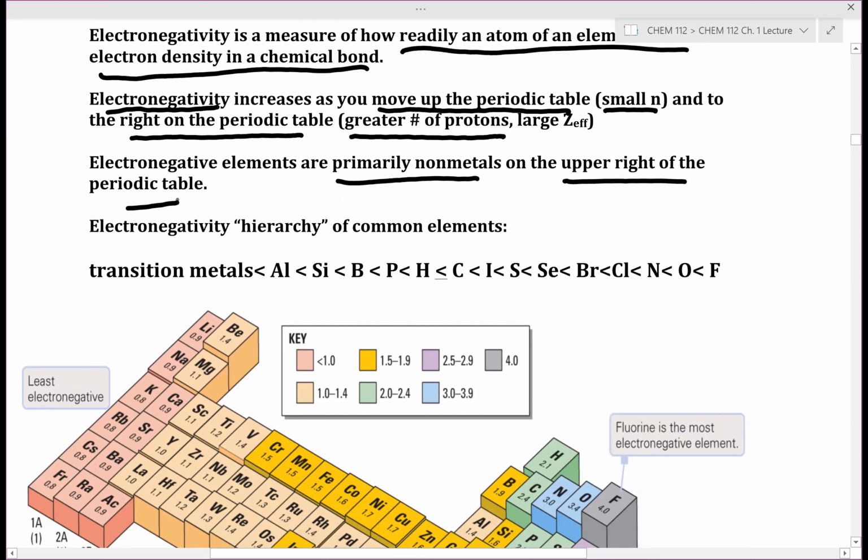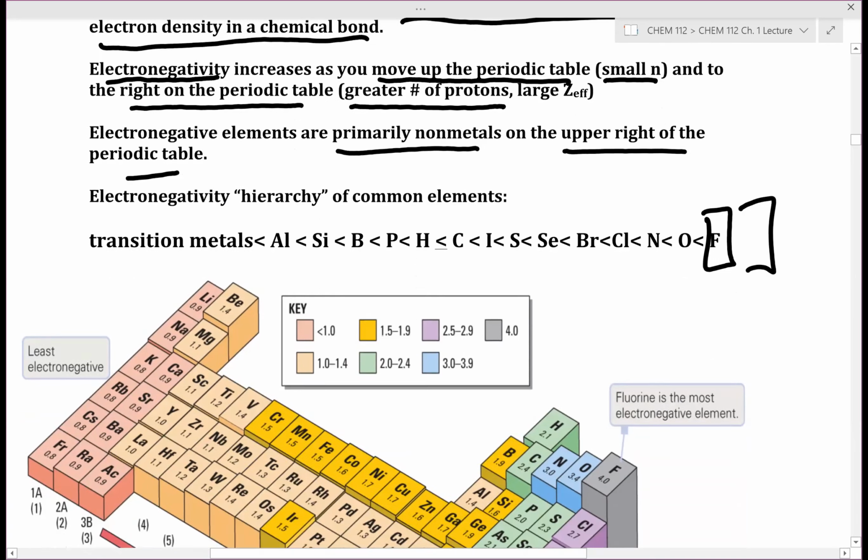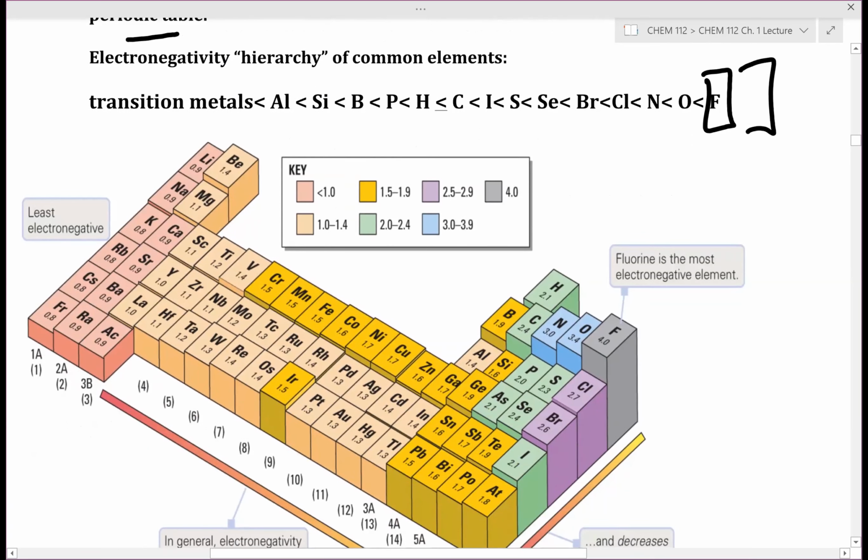Now, to help everyone out so that you don't have to consult the table every single time, I generated a common hierarchy for electronegativity of all the common elements that you'll see in organic chemistry. So, of course, fluorine is the king of electronegativity. Let's show this in context. Fluorine is the absolute king of electronegativity, with an electronegativity value of 4.0. Of course, followed by oxygen and nitrogen.